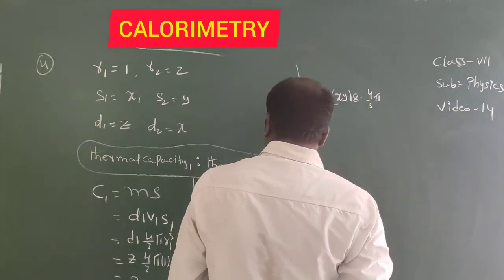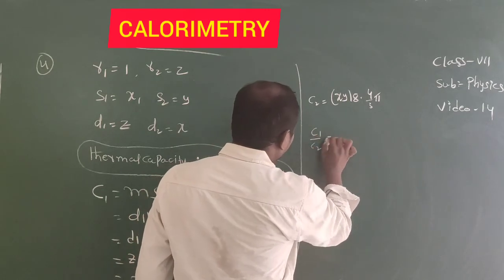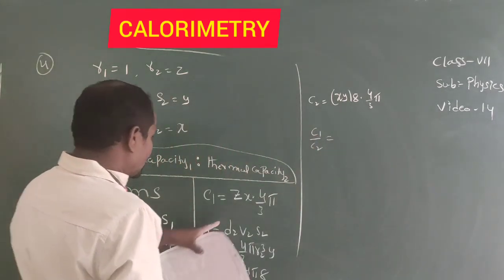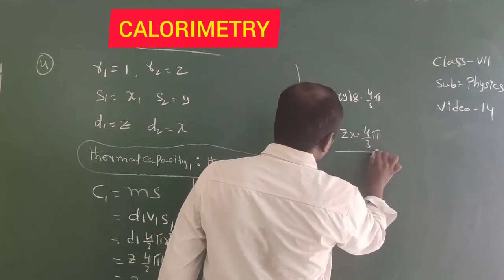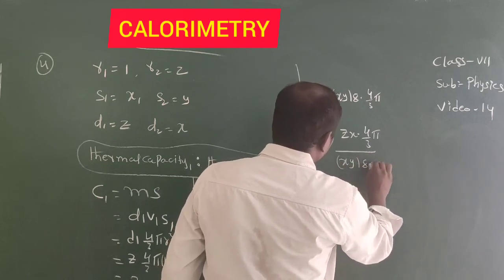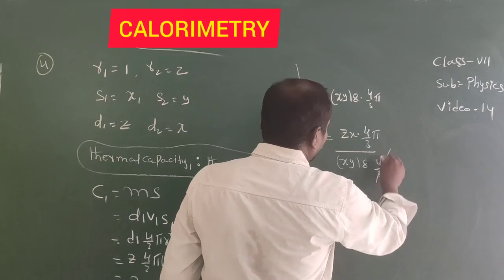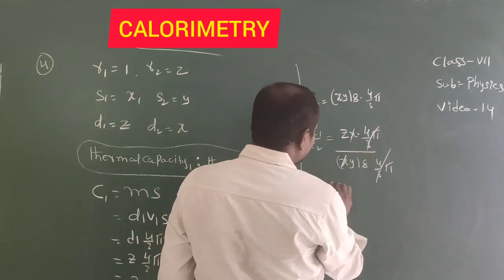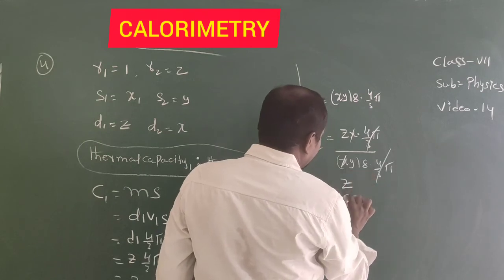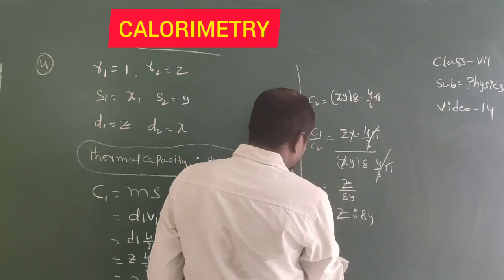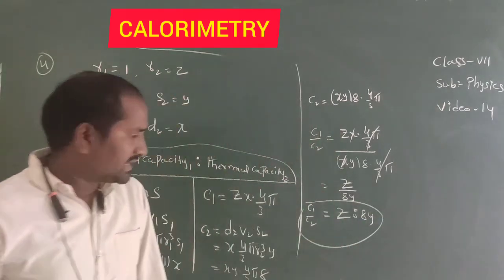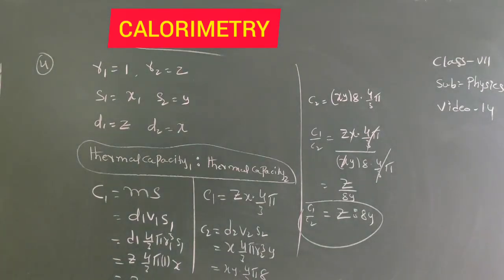Now the ratio between C1 by C2 equal to, what is the C1 here? C1 equal to Zx into 4 by 3 pi by XY into 8 into 4 by 3 pi. So 4 by 3 pi, 4 by 3 get cancelled, x get cancelled, that is z by 8y. Z by 8y, that equal to z is to 8y. So C1 by C2 equal to z is to 8y. It is the ratio of thermal capacities.